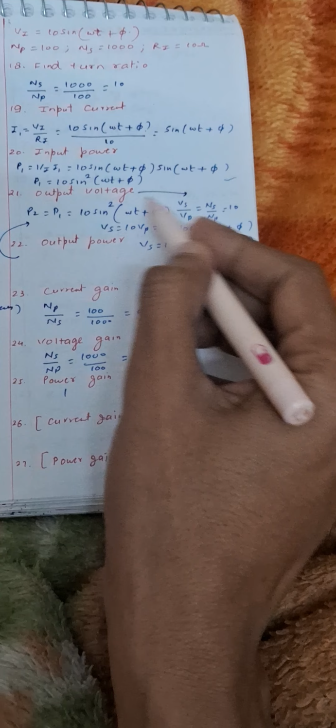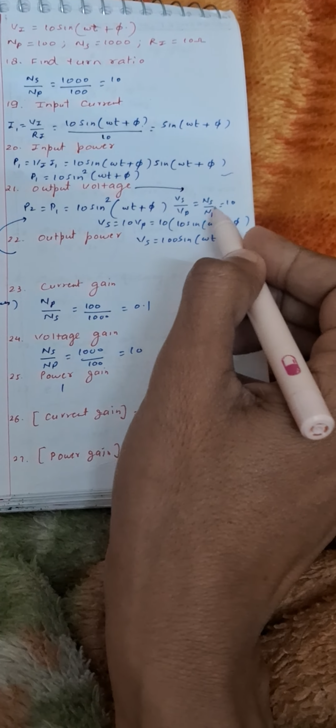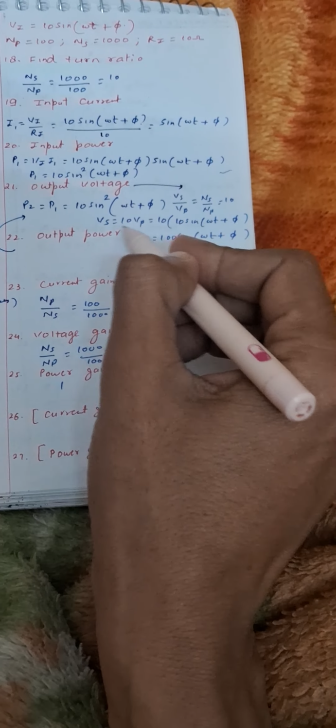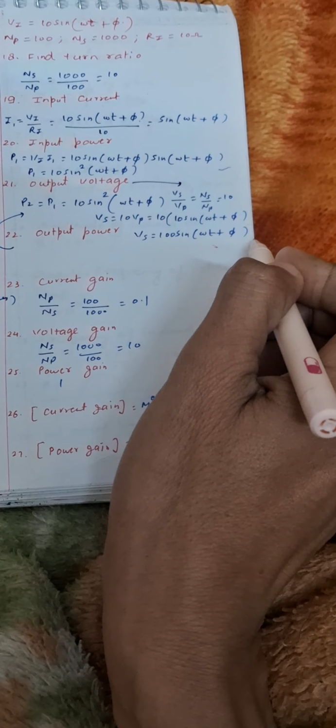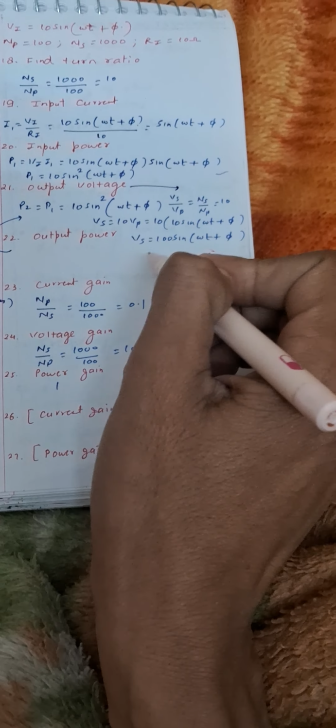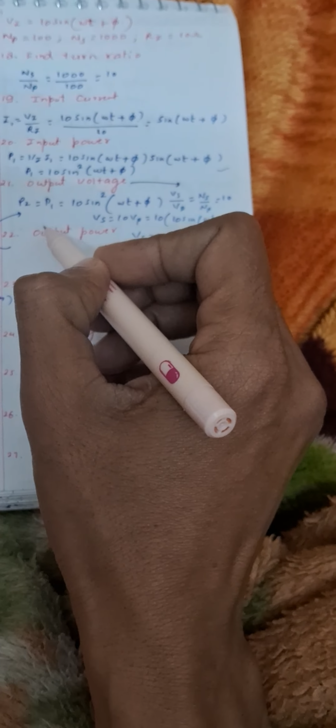The next is output voltage. Vs upon Vp is Ns upon Np, which will be 10. So Vs will be 10 times sin(omega t plus phi), or that will be 100 sin(omega t plus phi) after solving. That is the expression for the output power.